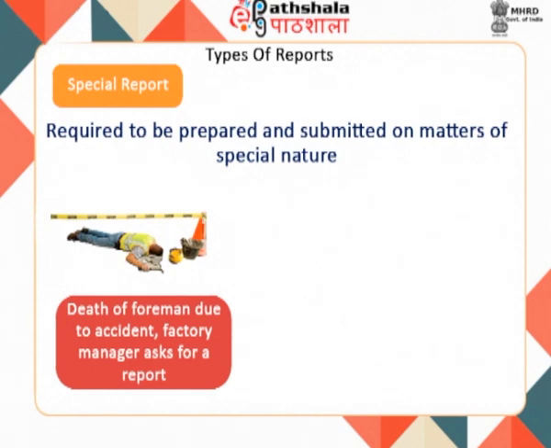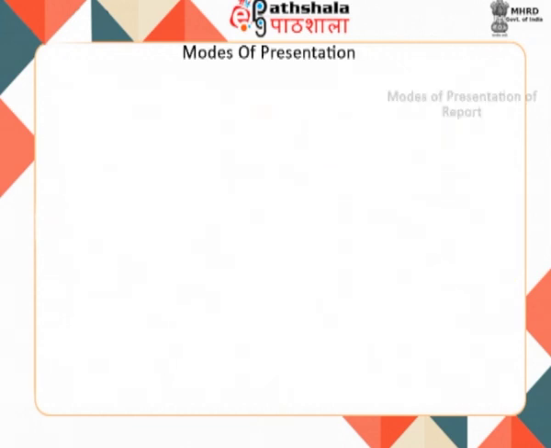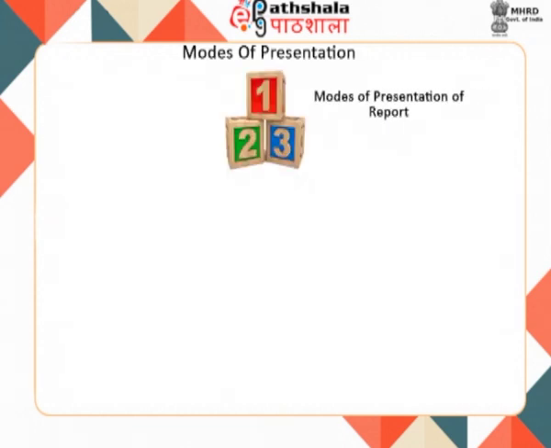The factory manager may ask for a detailed report from the head foreman. These reports contain not only facts and details, but they may contain suggestions, comments, and explanations as well. Modes of presentation of report.